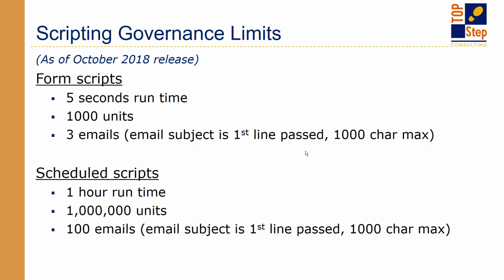Scheduled scripts have an hour-long runtime as opposed to 5 seconds. They can use 1 million units instead of 1,000, and they can send 100 emails at once during a script run. Now that seems much more reasonable, and that you can do a lot more with a scheduled script, which is in fact obviously true. You can do a lot of deep data manipulation with scheduled scripts. However, we hit these limitations all the time.